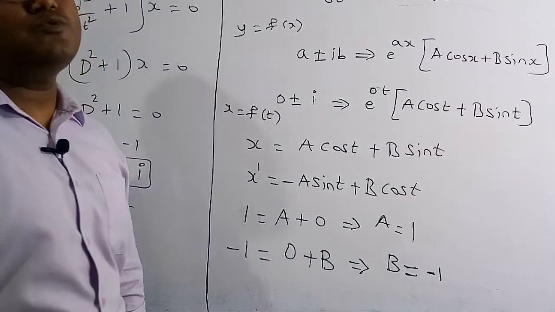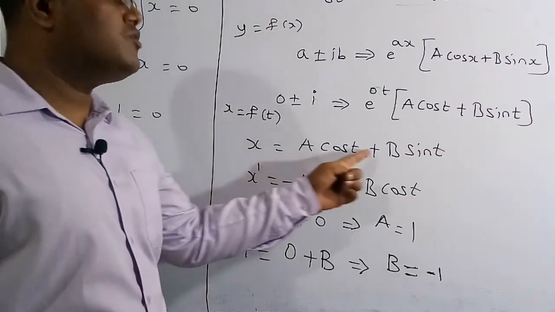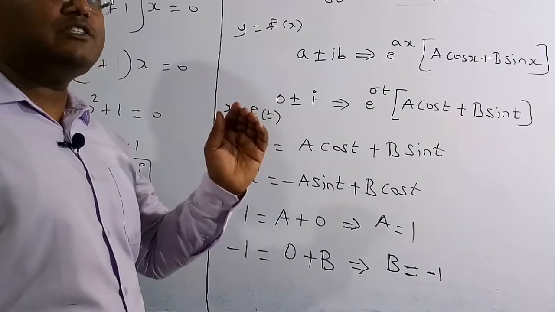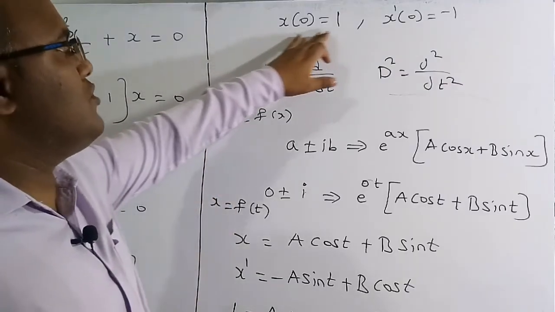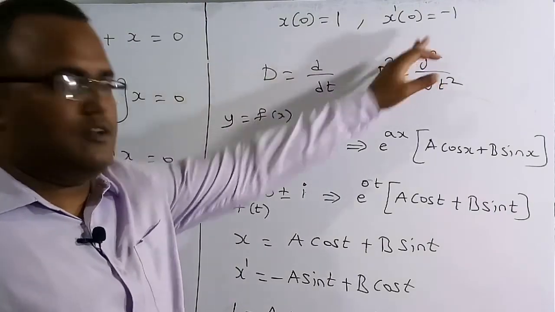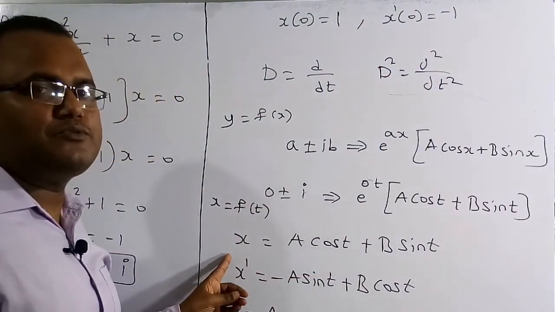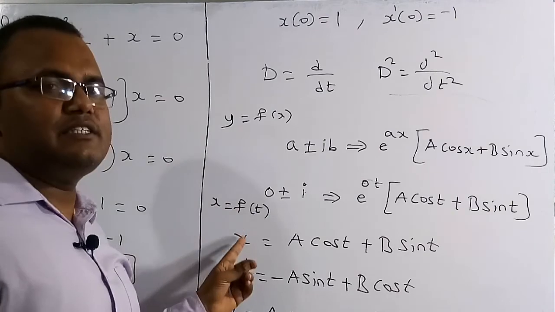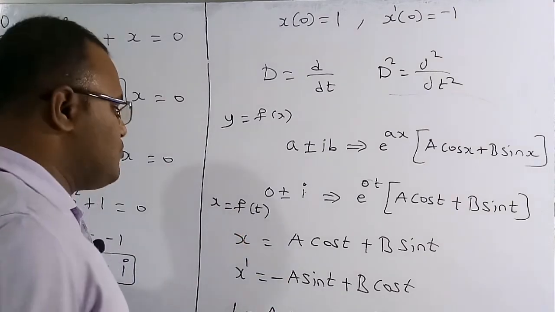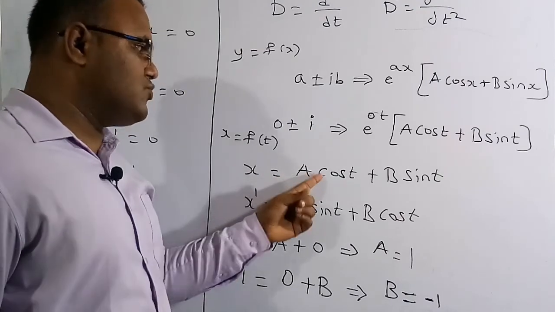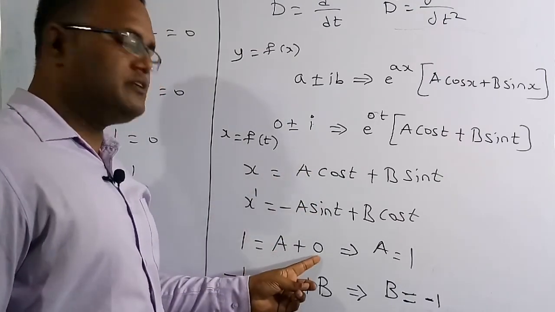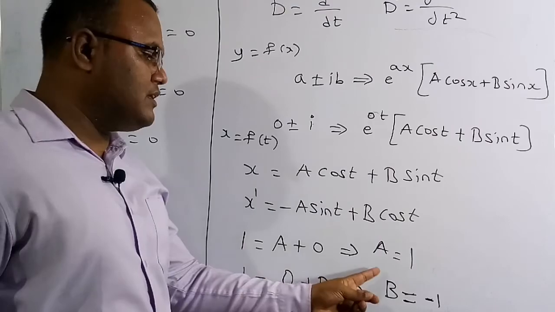They also gave two initial conditions, because there are two constants. You can only find the two constants if you know the two initial conditions. The initial conditions are x of 0 is equal to 1 and x dash of 0 is equal to -1. I substitute the first initial condition, x of 0 is equal to 1, so t is equal to 0 and x is equal to 1. We get a plus 0 is equal to 1, so definitely a is equal to 1.